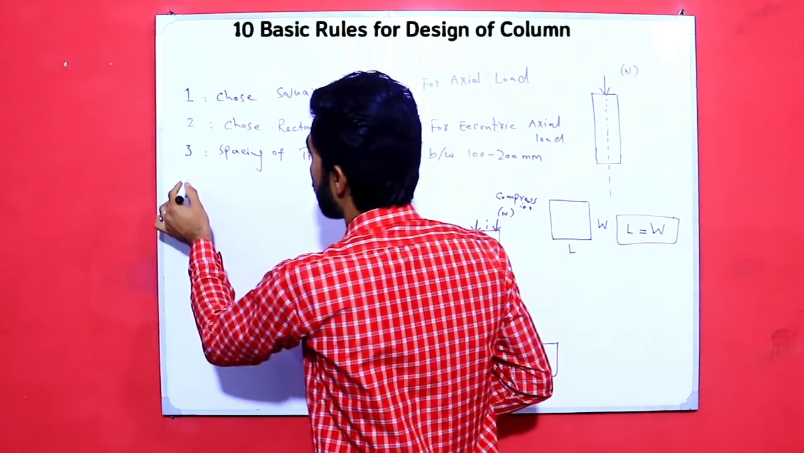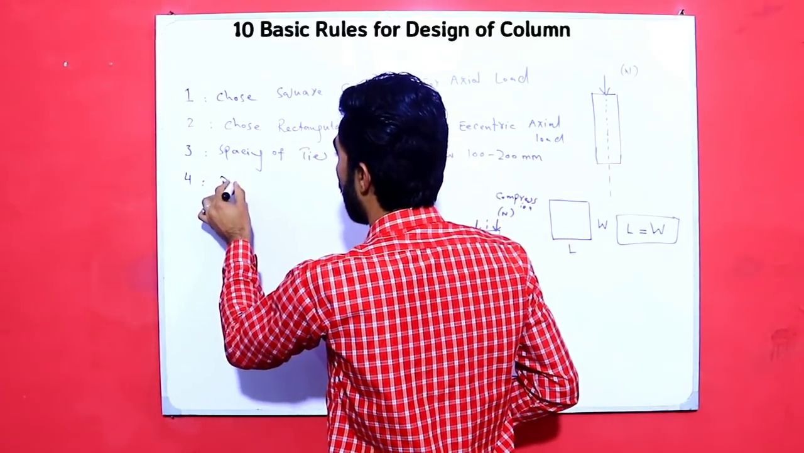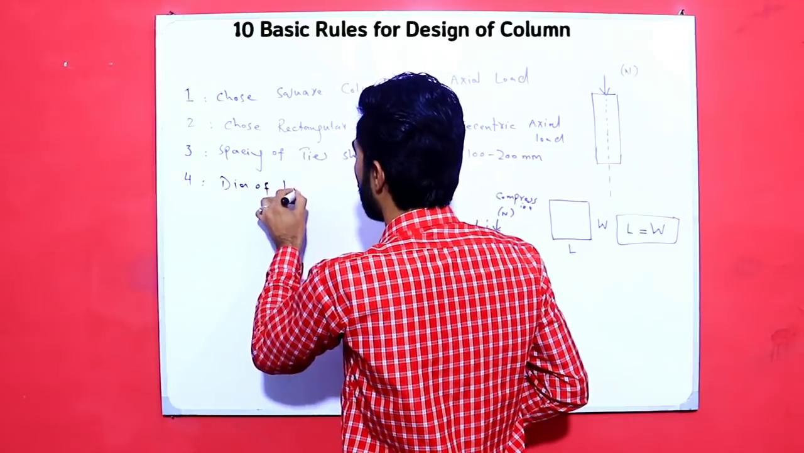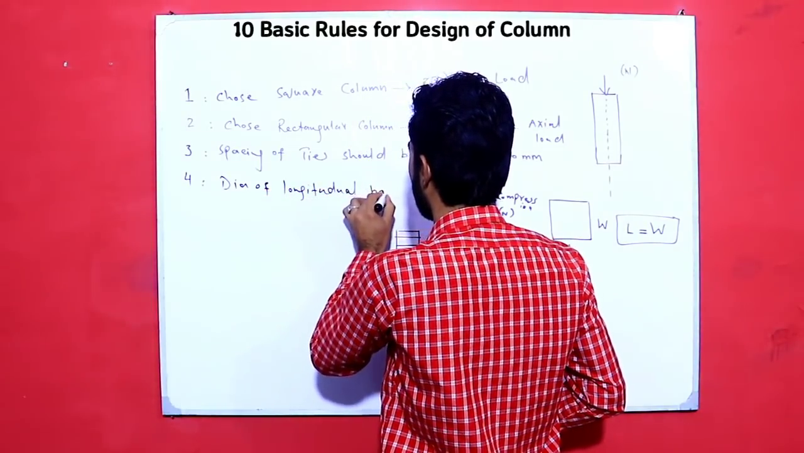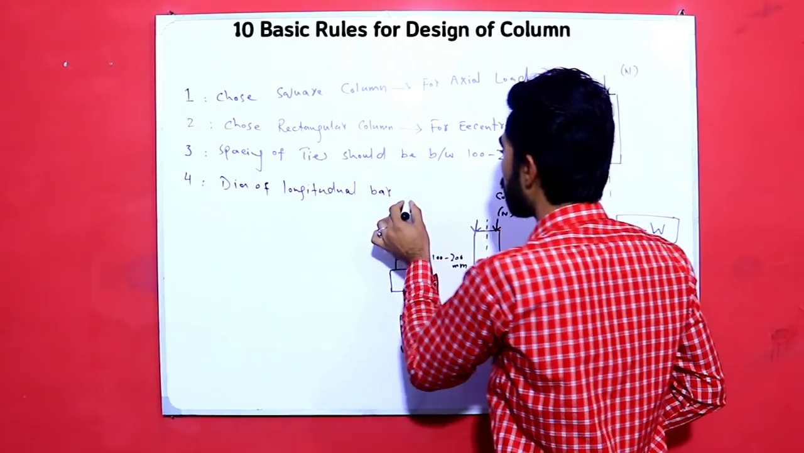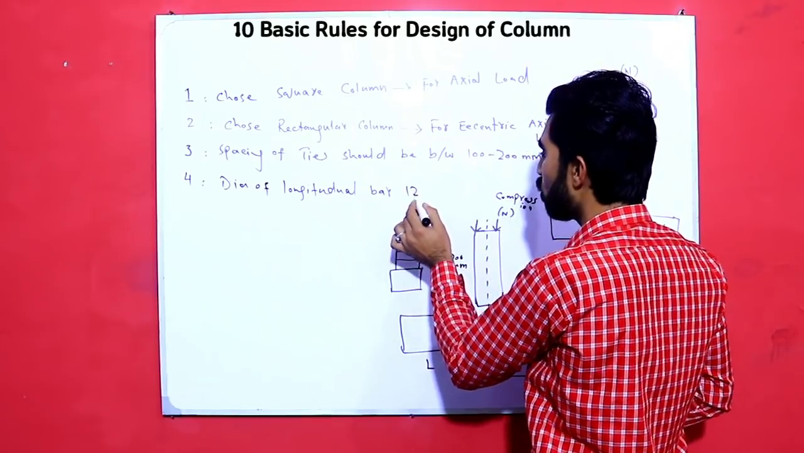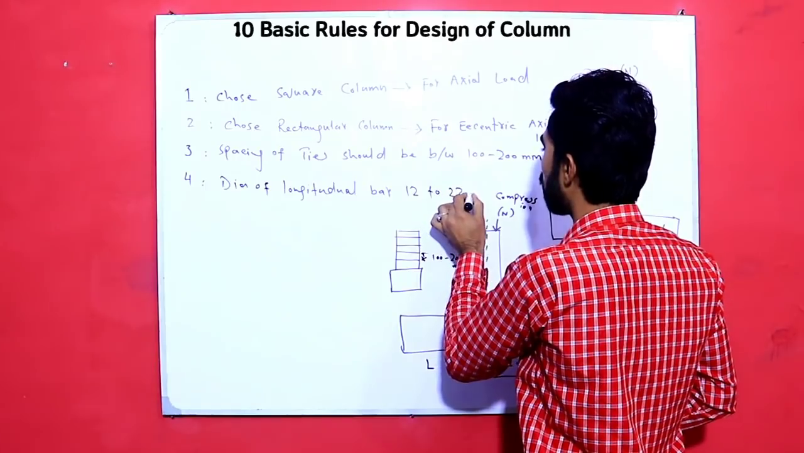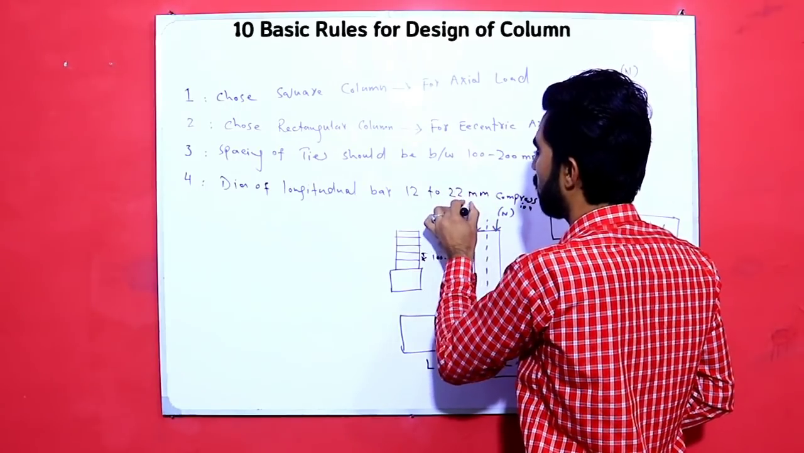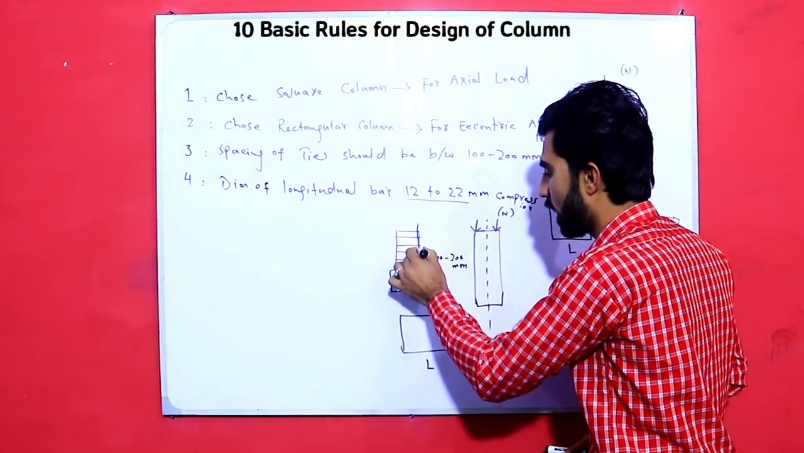Guys, the fourth basic rule is the diameter of the longitudinal bar. That should be between 12 to 22 mm. Okay, longitudinal bars, this diameter.